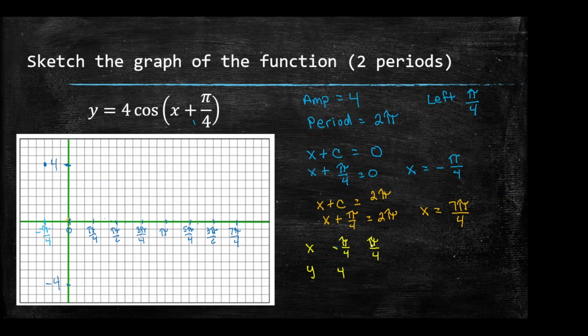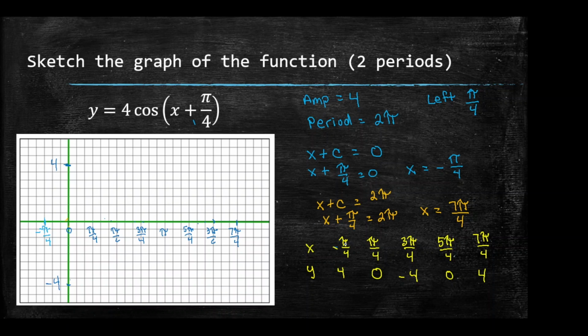If I go to positive pi over 4, then that becomes pi over 2, which is 0. So this point here is 0. My next point, again adding pi over 2 to it, is going to be 3 pi over 4, and here I'm at -4. And then at 5 pi over 4, I'm back to 0. And then 7 pi over 4, I'm back at +4 again. So let's put those on my graph.